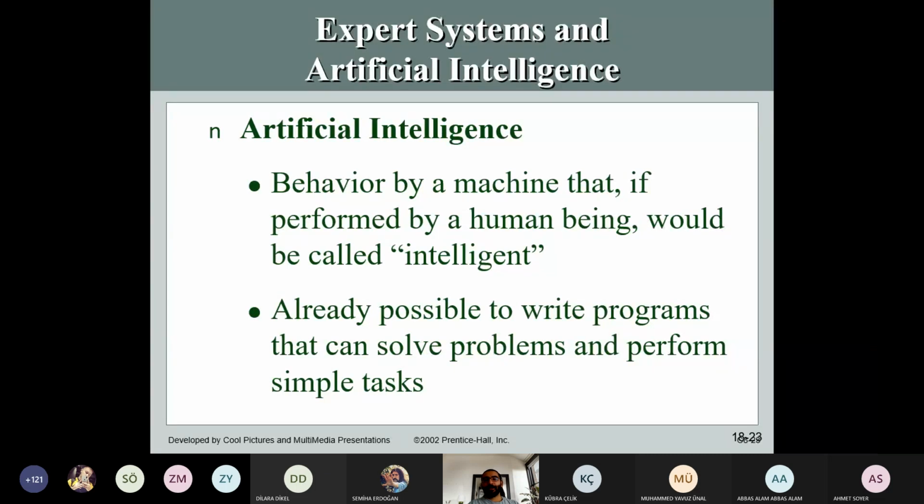Artificial intelligence, what is that? You heard this, right? Yapay zeka. Behavior by a machine that, if performed by a human being, would be called intelligent. It's already possible to write programs that can solve problems and perform simple tasks. Artificial intelligence is a very prospective area in the future of businesses, right? Because they create some robotics, or they create some computer programs that make decisions, and they can write down some preconditions to make decisions, not humans, but decisions by machines, decisions by computers, right?